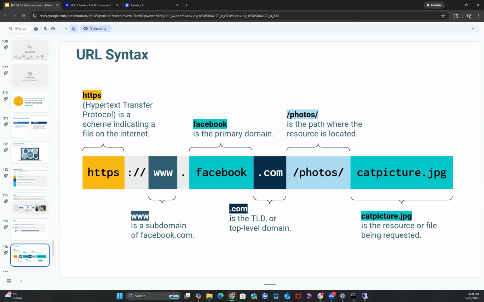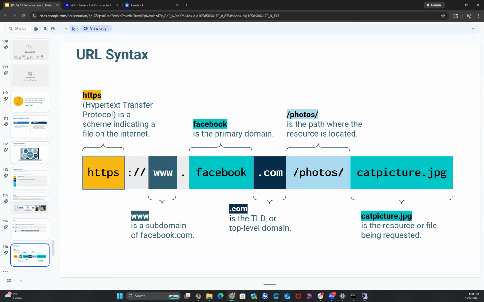So this is the example: http://www.facebook.com/photo/capture.jpg. HTTP means hypertext transfer protocol. HTTP is a scheme that indicates a file on the internet, meaning the whole file is on the internet. So this indicates the HTTP.